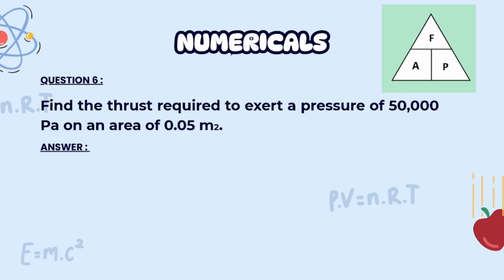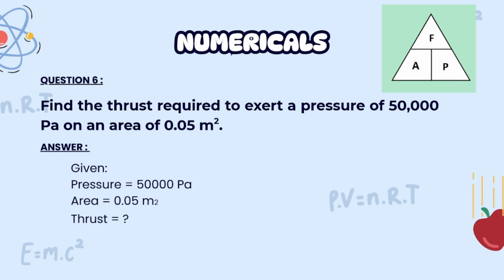We have to find thrust, nothing but force. So, using this triangle, tell me the formula first. Force is equal to, or thrust is equal to area multiplied with pressure. No division, just multiply area and pressure, you will get the answer. So, let's see what is given. Given is pressure is equal to 15,000 Pascal, which is in SI unit, and area is also in SI unit, that is 0.05 meter square.